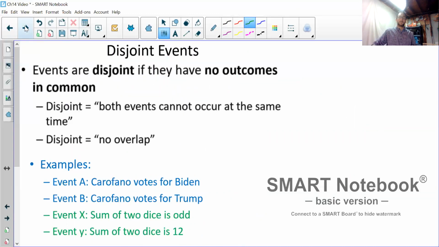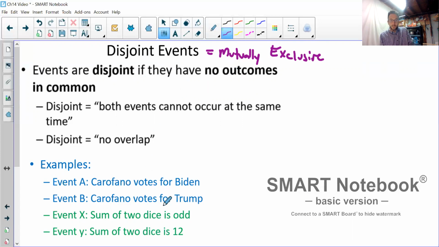Disjoint events. Right off the bat, disjoint is the same thing as mutually exclusive. So these are synonyms. Both are used pretty interchangeably, especially in the AP exams. You got to know both. Disjoint, mutually exclusive, they're the same thing. And so if events are disjoint or mutually exclusive, it means they have no outcomes in common.